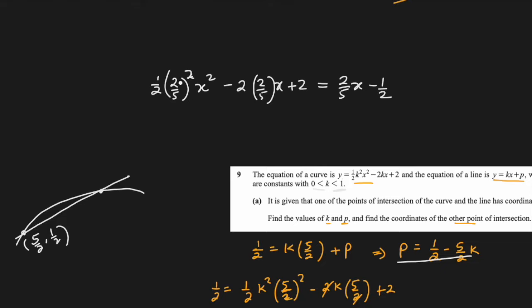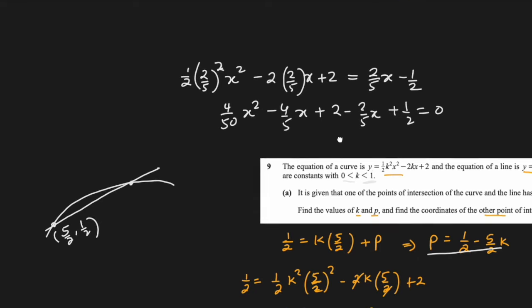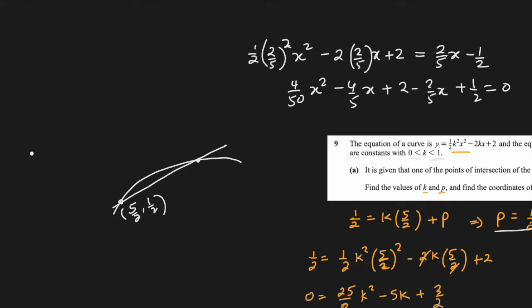Now we can find this. This becomes 4 over 25, right? The square of this is 4 over 25. So half times 4 over 25 will be 4 over 50. 4 over 50 x square minus 4 over 5 x plus 2 minus 2 over 5 x plus half equal to 0. Okay, and let's continue it here. 4 over 50 will become 2 over 25 x square. This and this will become minus 6 over 5 x, and 2 plus half will be, not 3 over 2, 5 over 2.